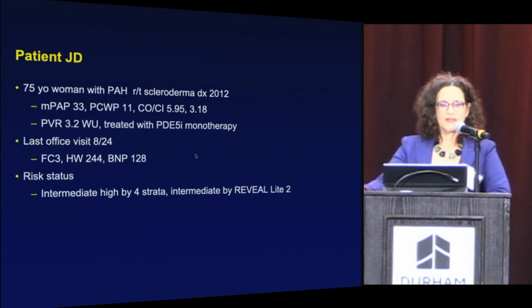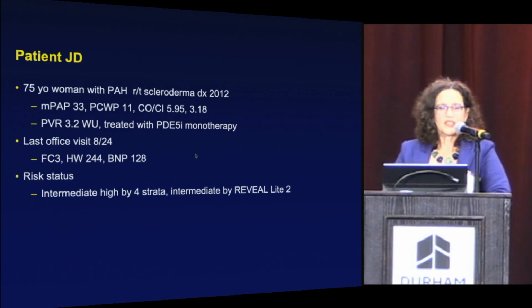Here's the other side. This is a woman I've been seeing for well over a decade. We have a great scleroderma program at Michigan. They screen everyone. They did detect on her. We met her in 2012. Her hemodynamics, you see there, a mean PA of 33, a PVR of 3.2. We put her on PDE5 monotherapy, and she's been on that ever since.